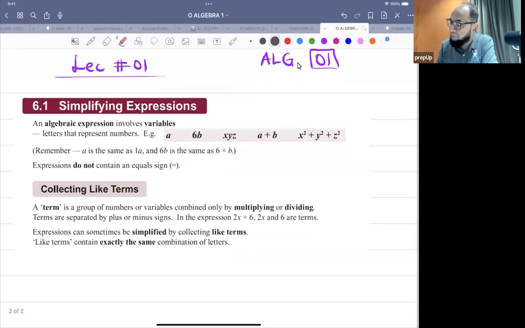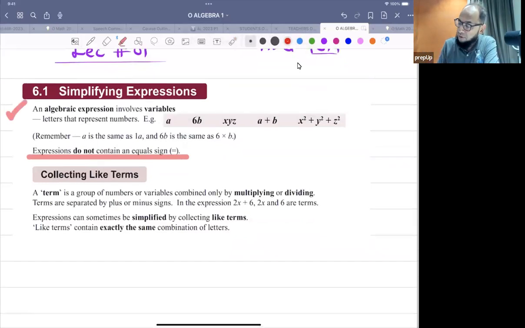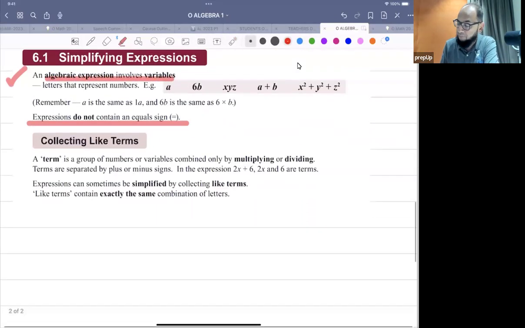Now this is something very important that people tend to forget. That is, expressions do not contain an equal sign. Now this is an algebraic expression. It's not an equation as such because there is no equal sign. The next concept, this is about algebraic expression involving variables. The next thing, that is collecting like terms.